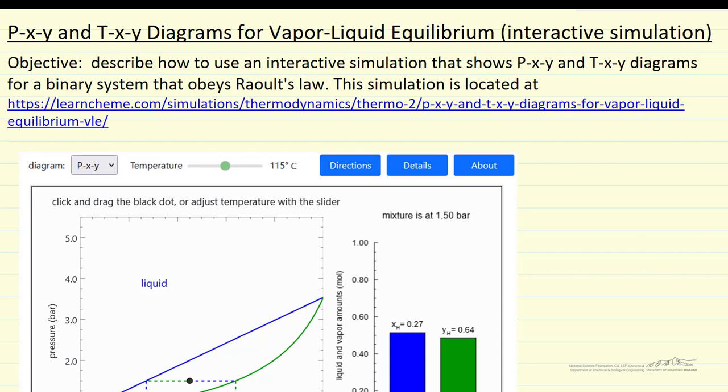This interactive simulation shows behavior for a system that obeys Raoult's law. So a binary system, ideal gas, ideal liquid, and what we're plotting is either pressure versus mole fractions in liquid and vapor, or temperature versus mole fractions. So let's look at what the display looks like.